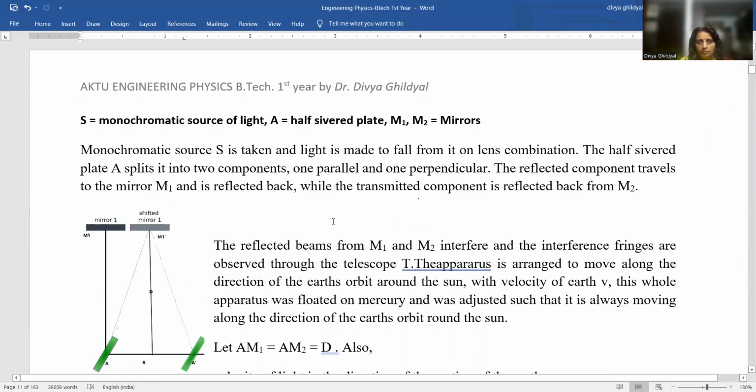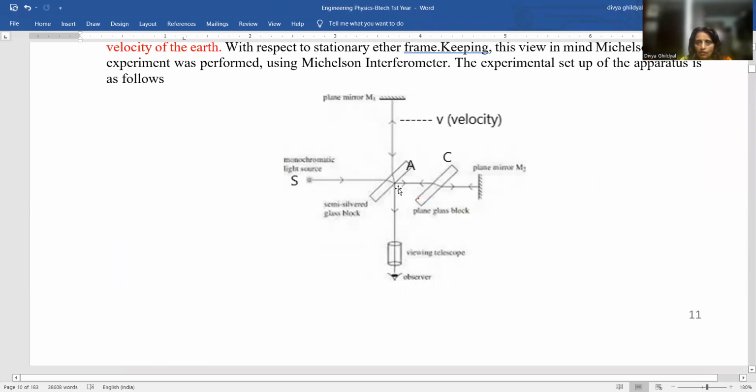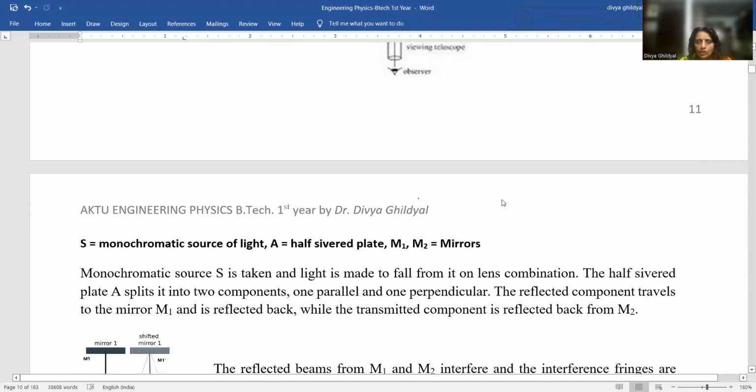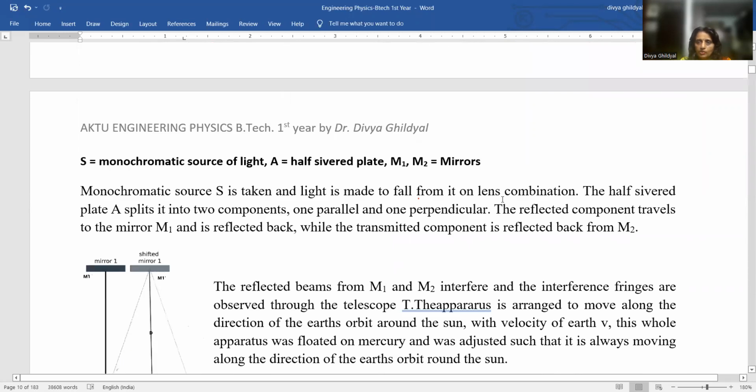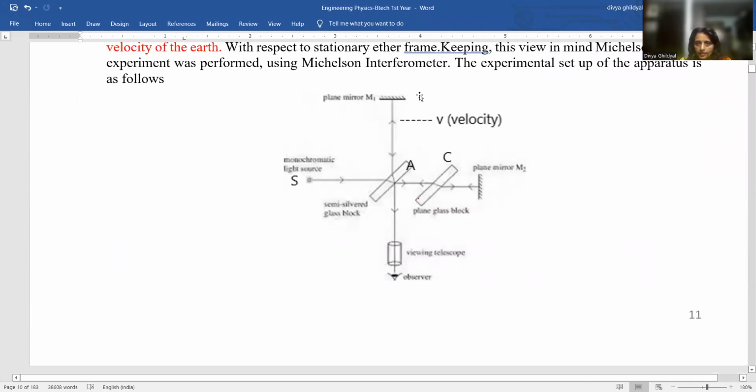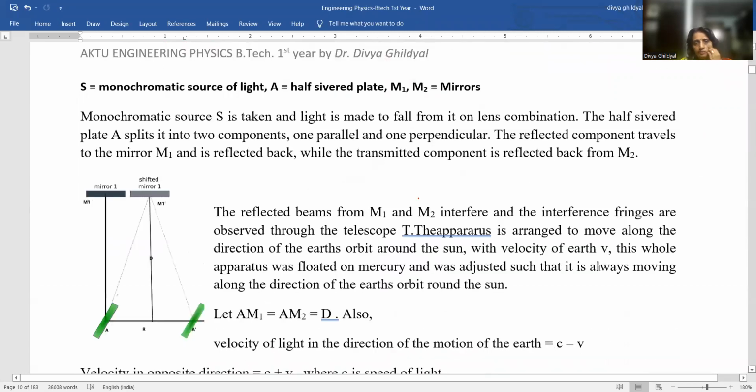Let us proceed. Monochromatic source S is taken and light is made to fall on it from the lens combination. The half silvered plate A will be splitting this light into two components, one parallel and one perpendicular. The reflected component travels to the mirror M1 and is reflected back, while the transmitted component is reflected back from M2. Here, M1, M2, it goes and it retraces its path.